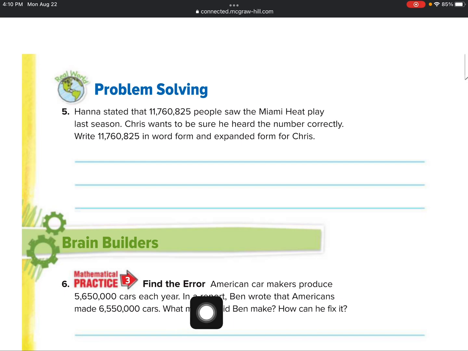On this brain builder, they also have a problem. American car makers produce this many cars each year. In a report, Ben wrote that Americans made this many cars. What mistake did Ben make and how can he fix it? Look very carefully between these two and tell me what you think is the mistake.